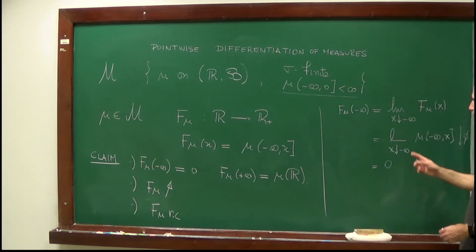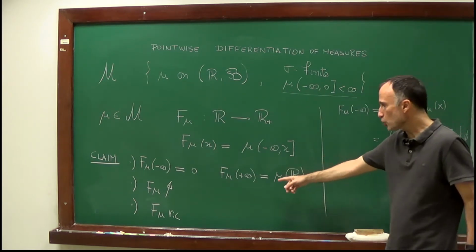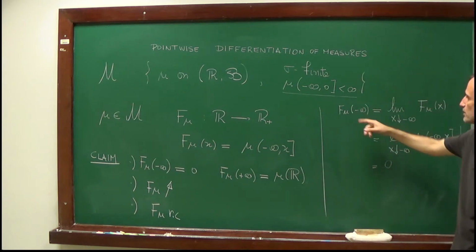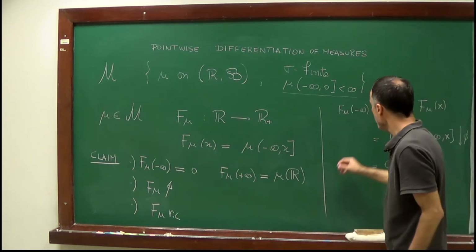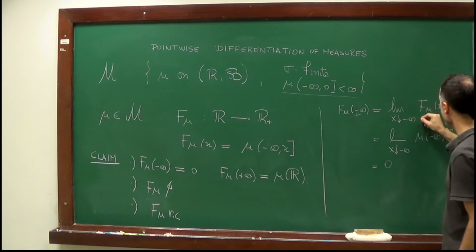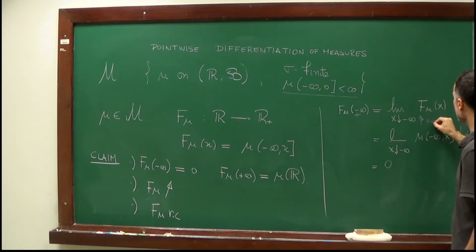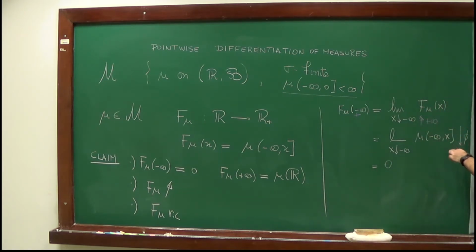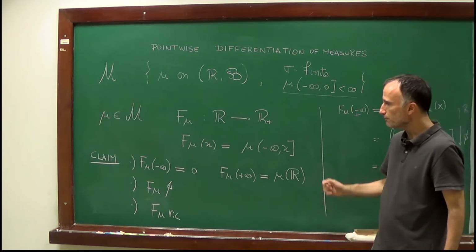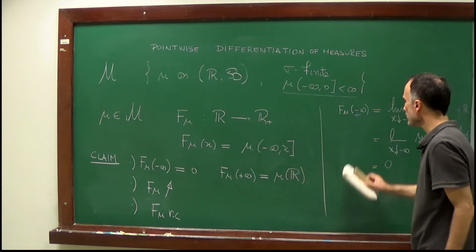And in the same way, if I take x converging to plus infinity, so now x is increasing to plus infinity, and again this set is increasing to R, and therefore by the continuity from below, this number is converging to the measure of R, which is what I wrote here. So the first property is very easy to check.